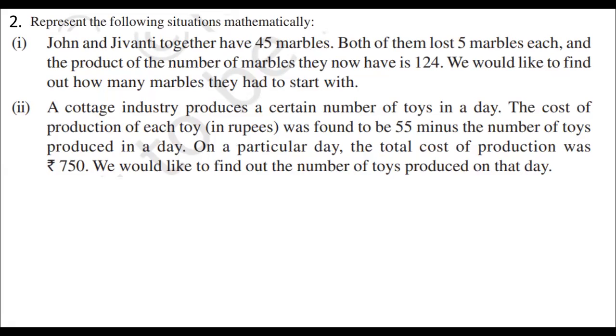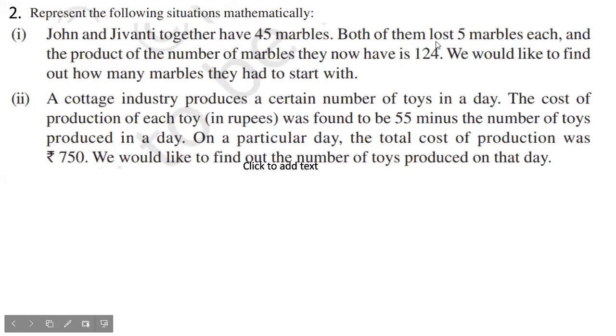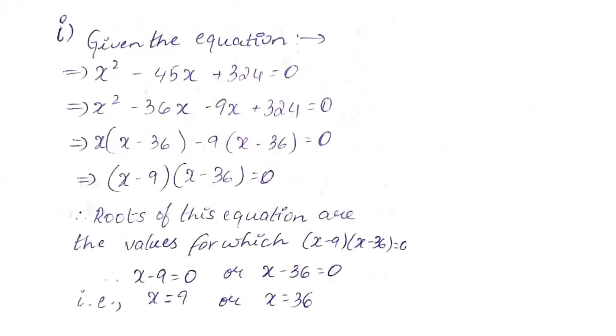John and Jeevan together have 45 marbles. Both of them lost 5 marbles each, and the product of the number of marbles they now have is 124. We would like to find out how many marbles they had to start with. Right. So the equation which is given to us, let's just take a pen, one minute.